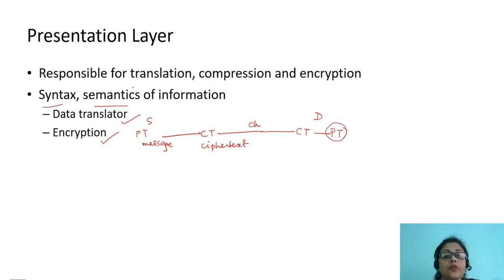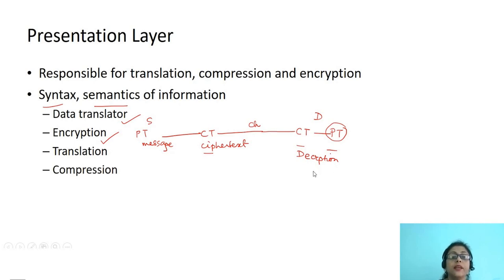At the sending end, we do encryption. That means converting message to ciphertext, and at the receiving end, we convert the ciphertext to plain text, and this process is called decryption. Next is data translation. This is also a functionality of the presentation layer. After that, there can be data compression when we want to send huge amount of data through a smaller bandwidth.